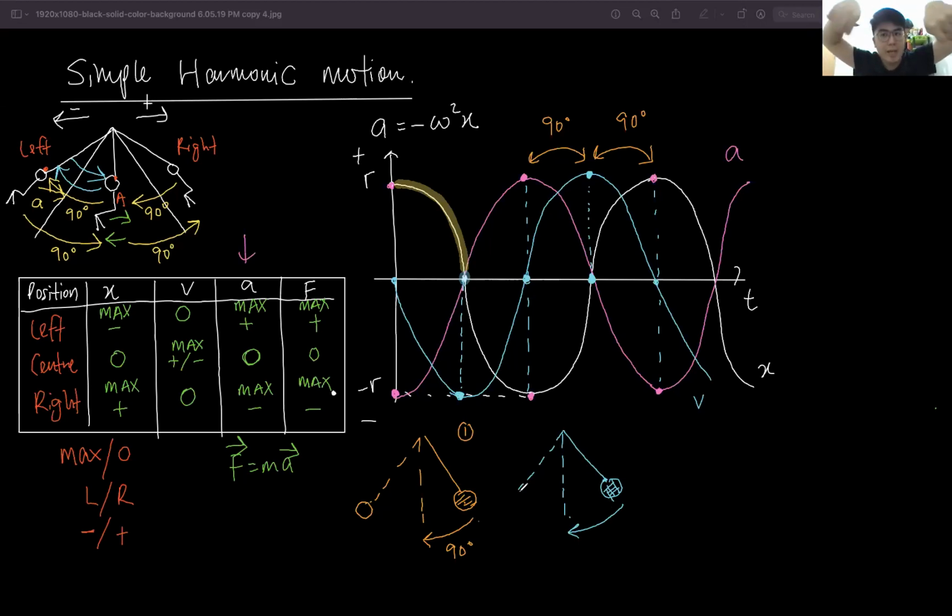So you can kind of imagine, right? You can imagine if I let these two things vibrate, then we say that these two pendulums are out of phase by 90 degrees. Okay? They are out of phase by 90 degrees.